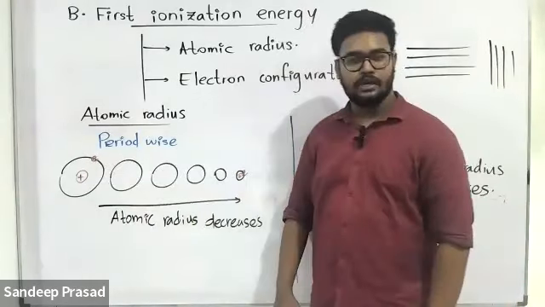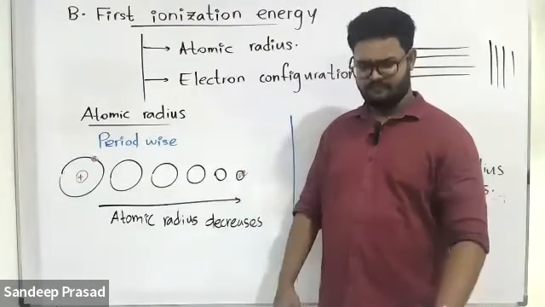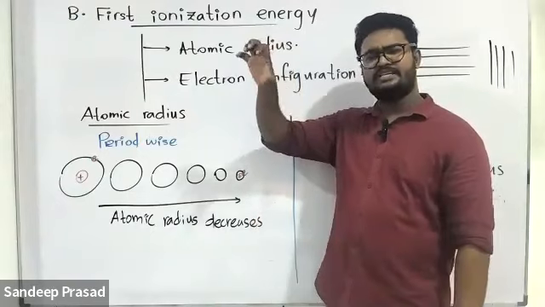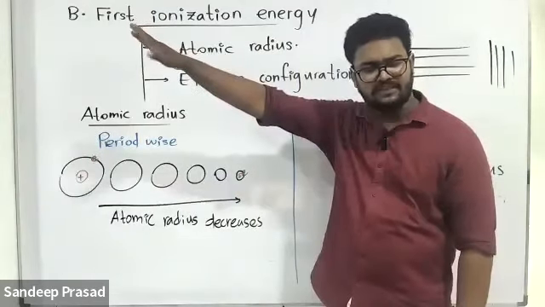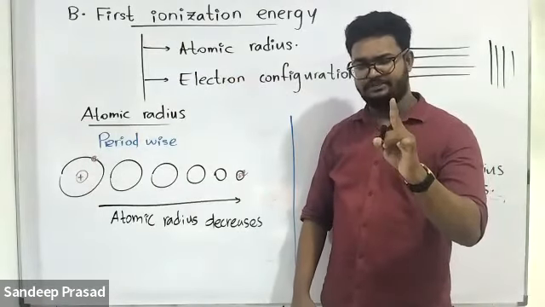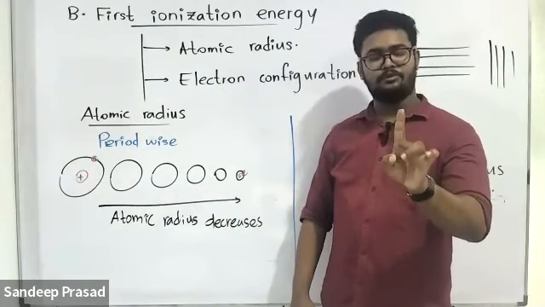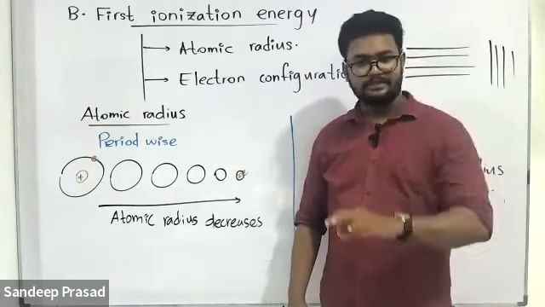But this electron is not like that. You can easily remove the electron, which means when the size of the atom is increasing, you can easily remove the valence shell electrons, isn't it? First ionization energy means you're always trying to remove the valence shell electrons. You can't remove the core electrons.